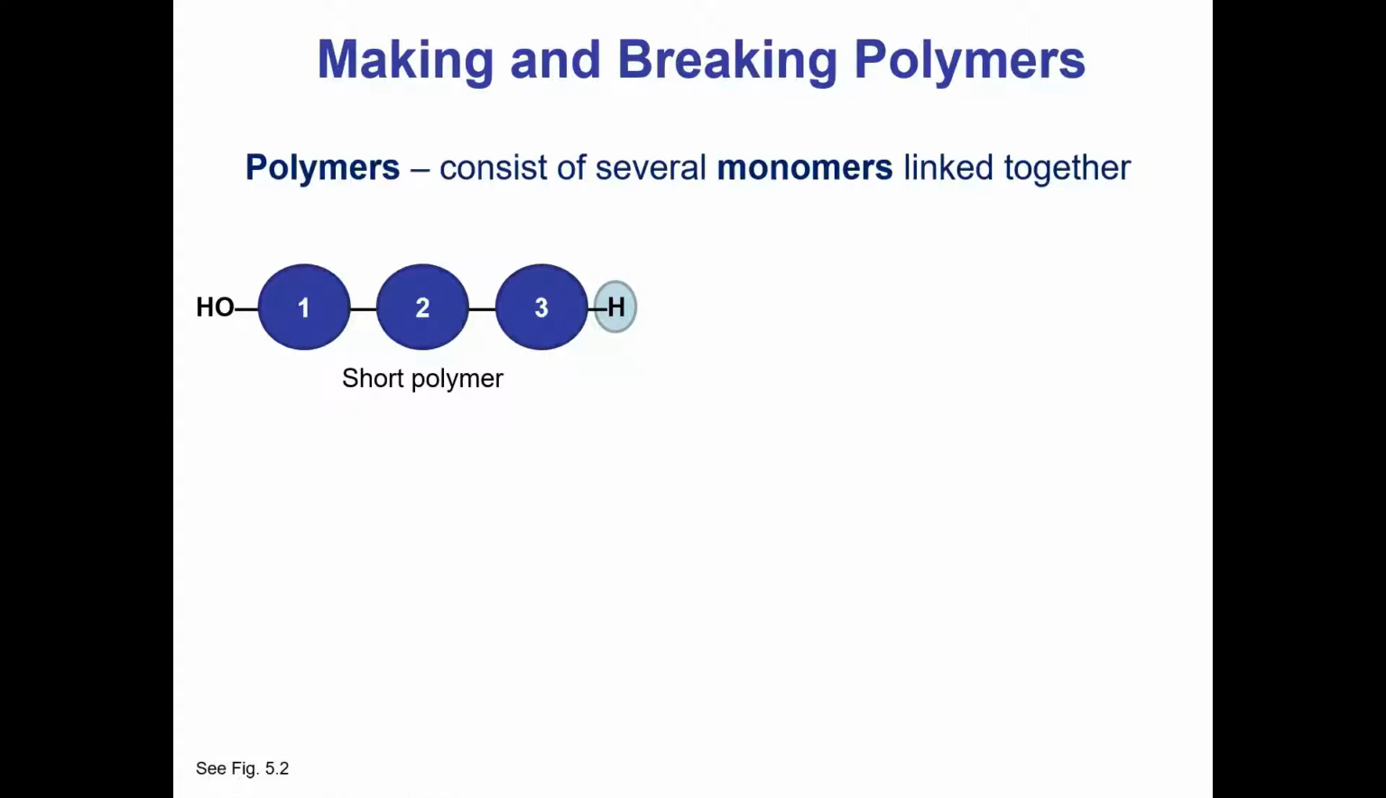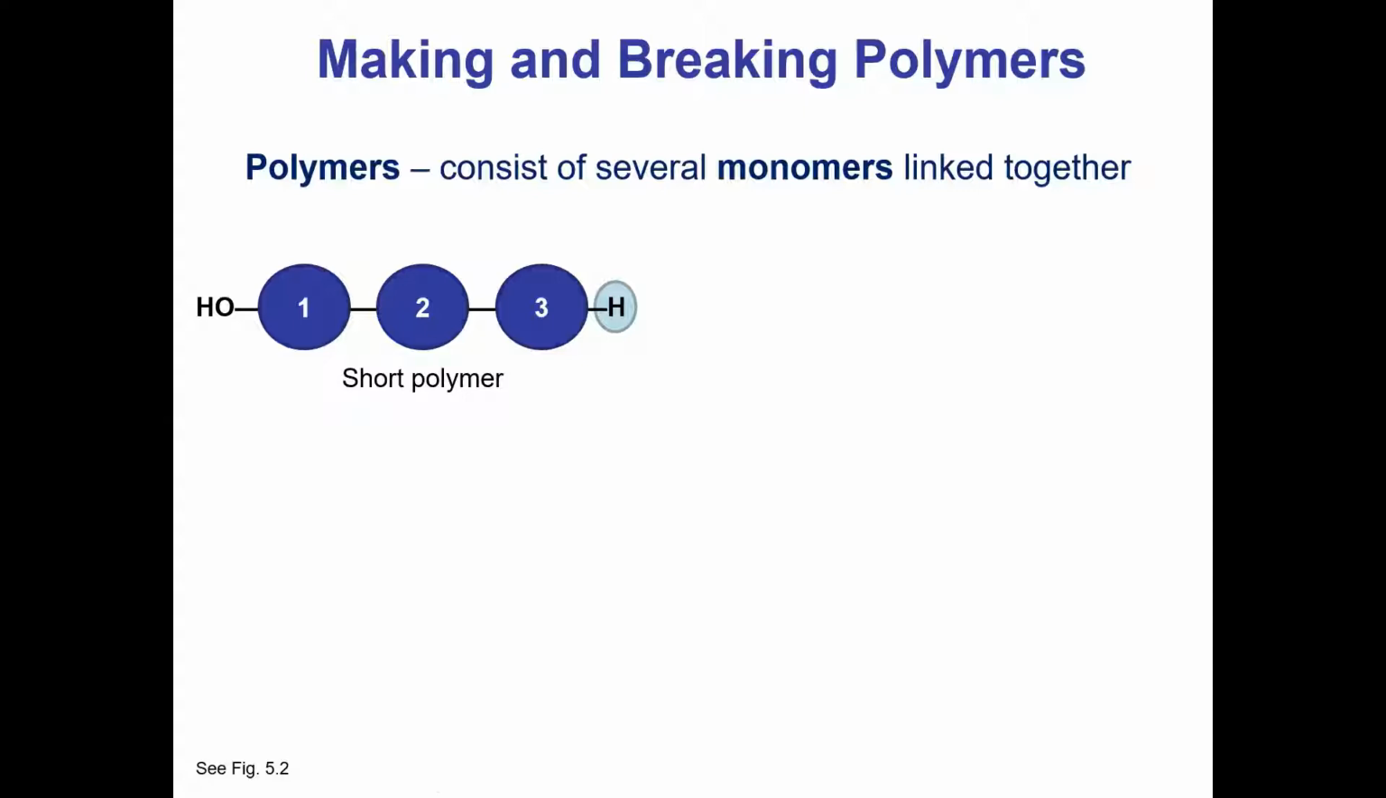If anybody knows what the word macro means, you probably know macro means big. So these are big molecules, and most of these big molecules are polymers. So what is a polymer? Poly means many, mer means component. So polymers have a bunch of components attached together.